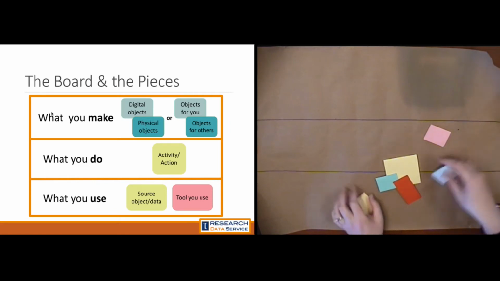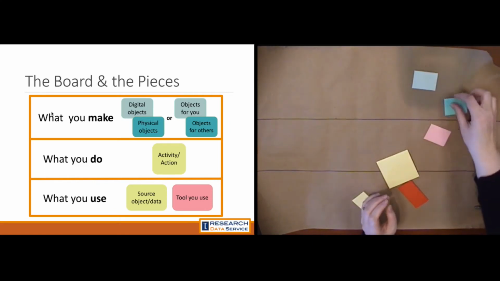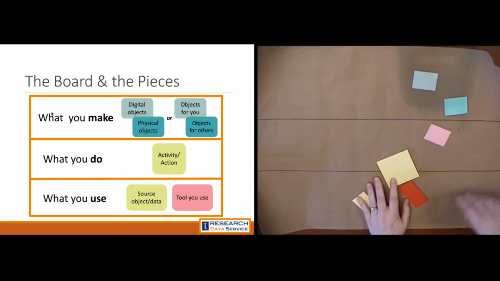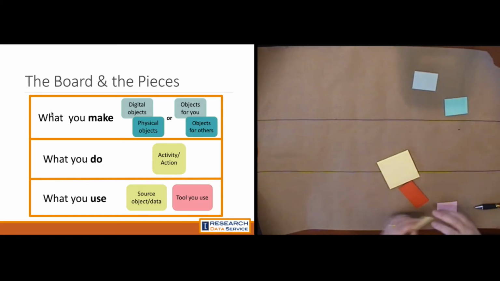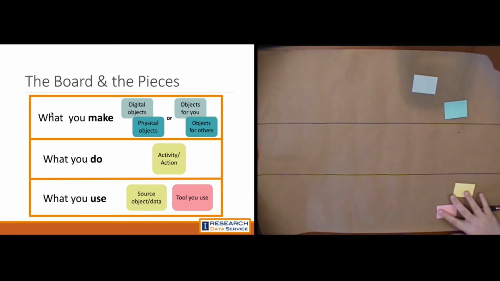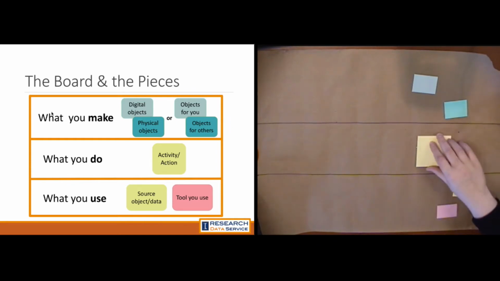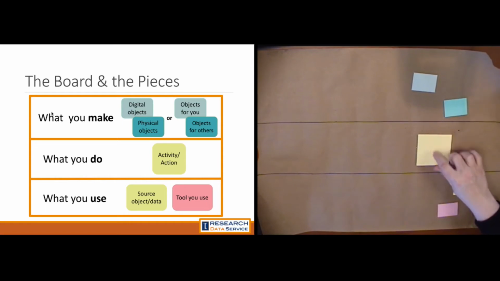And so we've got light blue and dark blue for the objects that you're making, the pink and the yellow down here for your source data and the tools that you're using. And then moving towards the middle, I have my big Post-it notes to describe the activities. So these are going to be your action statements eventually. And then we'll be introduced to what the red ones mean towards the end.